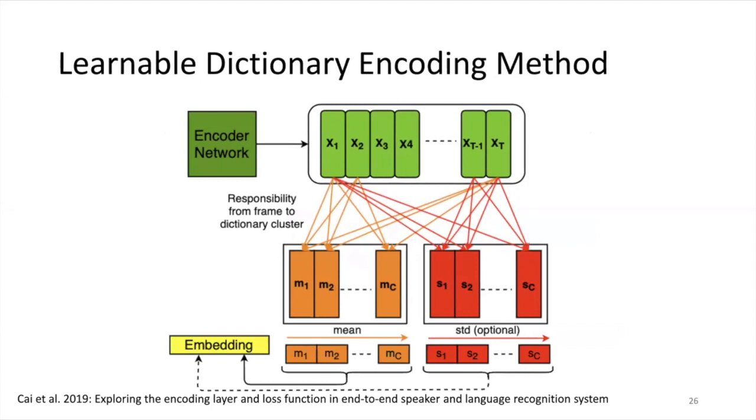Then these clusters are aggregated to form the embedding. So we can do this for just the mean factors, or we can do this for both mean and standard deviation factors.